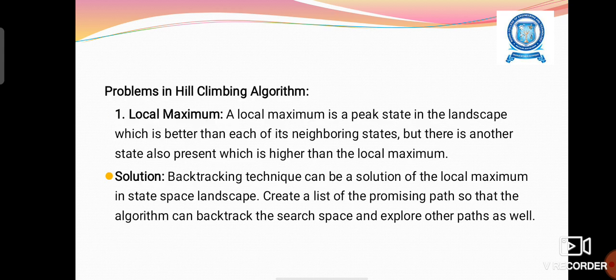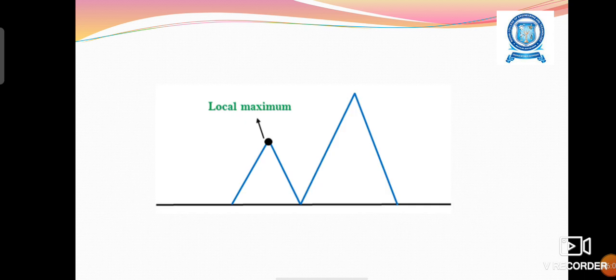There are three problems in the hill climbing algorithm. Local maximum. It is a peak state in a landscape which is better than each of its neighbor states, but there is another state also present which is higher than the local maximum. The solution for the local maximum is the backtracking technique.